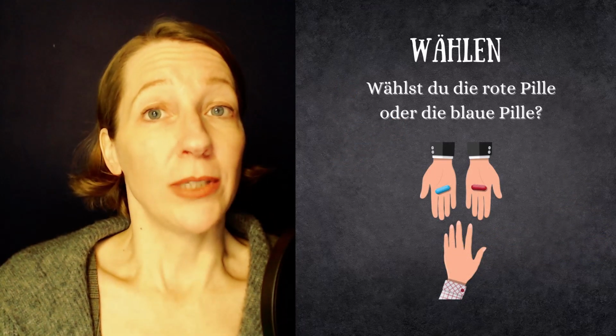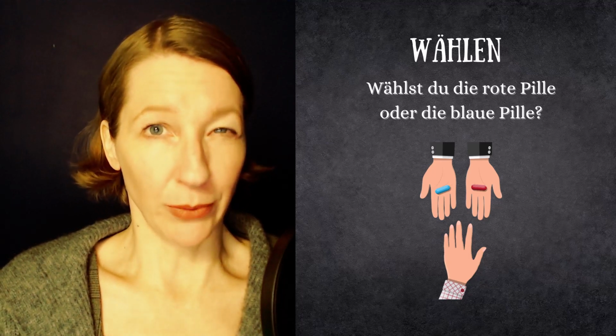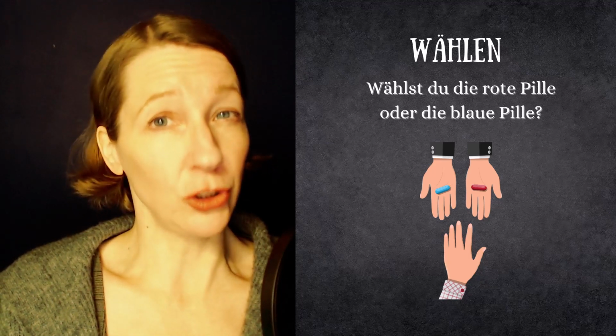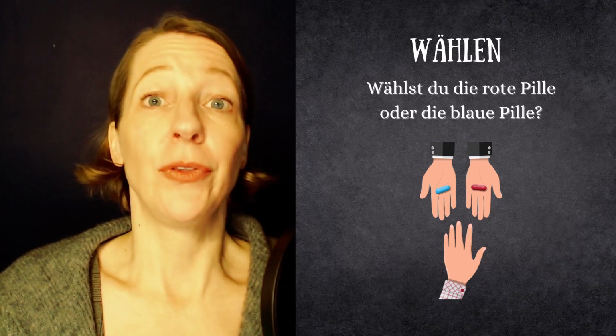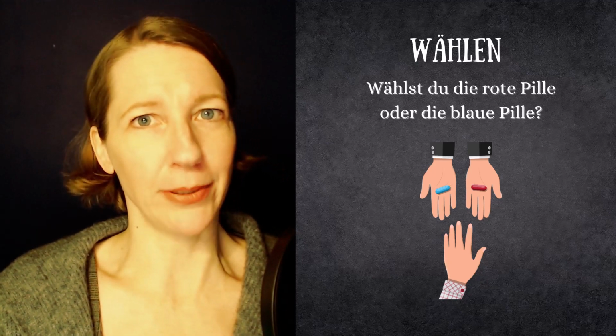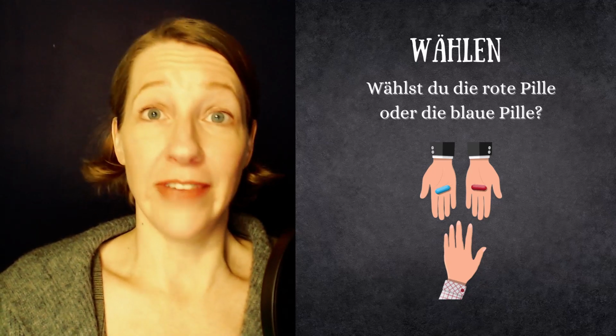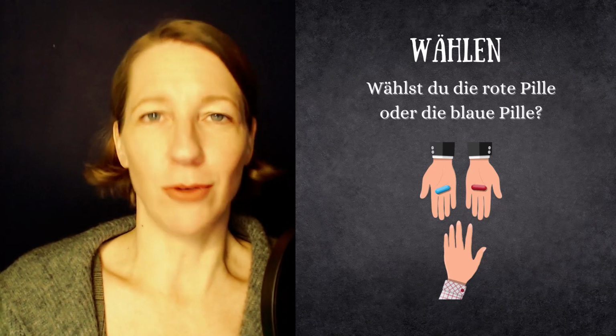If we have only two options, we also cannot use the word auswählen. So we need a pool of things, not just two things. If we have two options, we have to use wählen. So for example, if you have to decide between the blue pill and the red pill, you would always say wählen. Wählst du die rote Pille oder die blaue Pille?